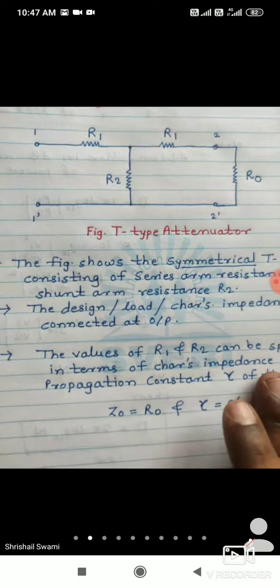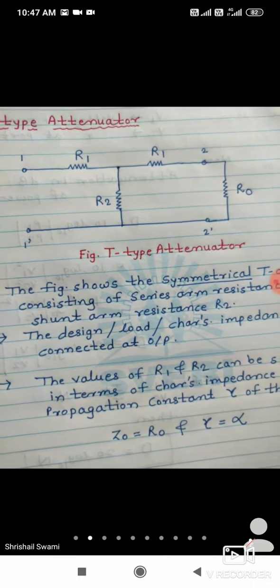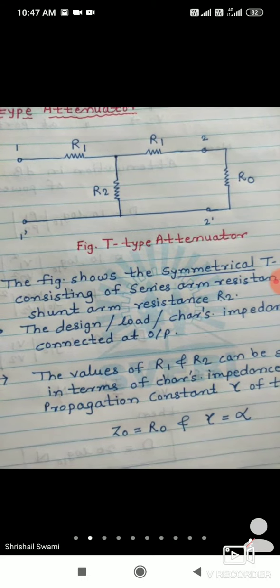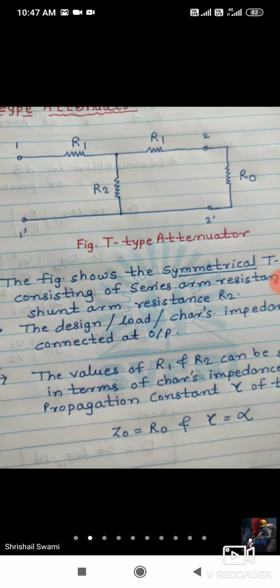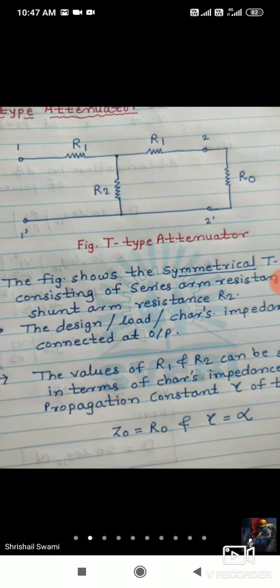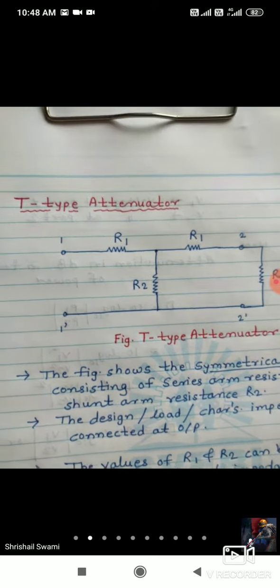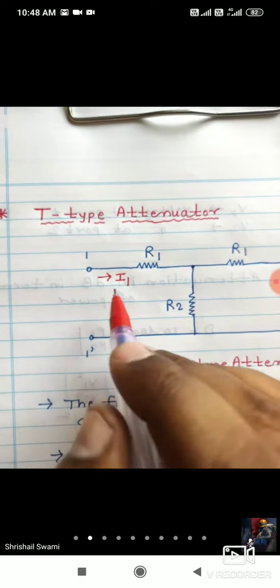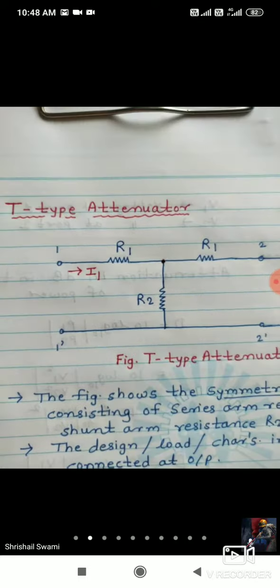Now derivation will be there. So derivation consisting of, or it gives the relation of characteristics impedance R0 and then attenuation, and it will give the formulas for R1 and R2 which will help in the design of T-type attenuator. So we will start the derivation. So with the help of, suppose the current is I1 here. So I1 current is flowing up to this point. इथपर्यंत I1 flow होणार आहे.